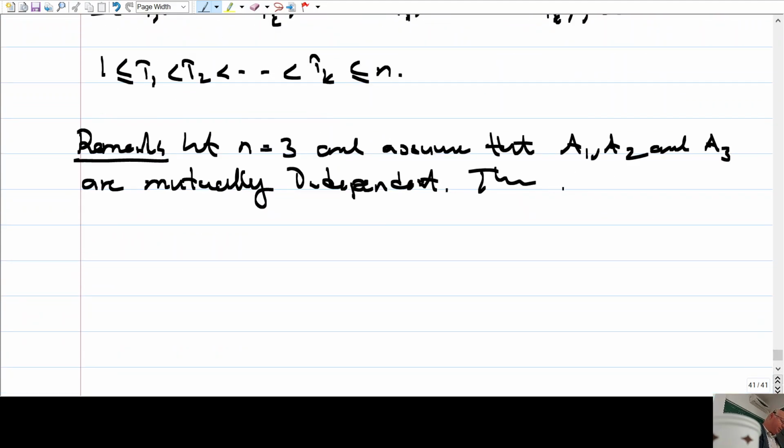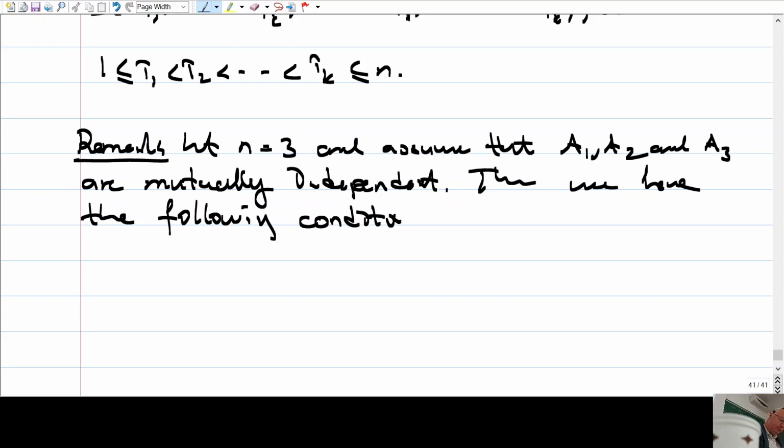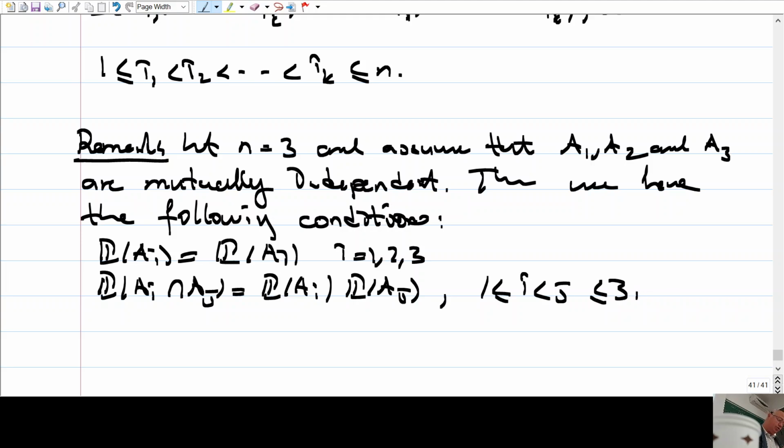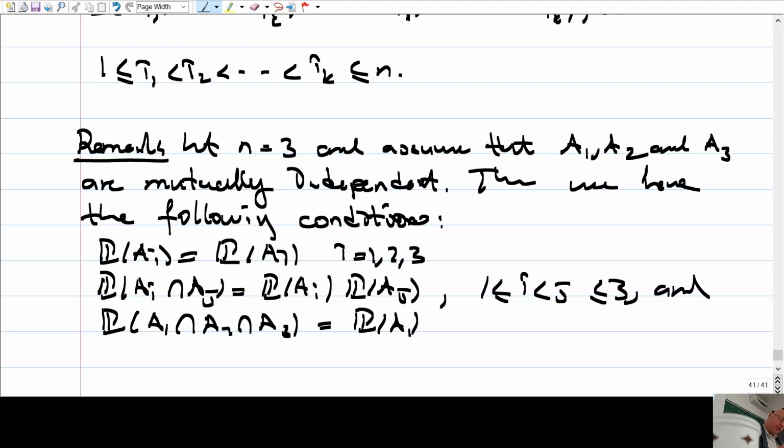Then, of course, by the definition, we have the following conditions. P(Ai) is equal to P(Ai). Of course, these are trivially true. P(Ai intersection Aj) is P(Ai) times P(Aj). This is true since the events are mutually independent. Similarly, this is also true by the same reason. So the probability of the intersection of three events is just the product of the probabilities, right?